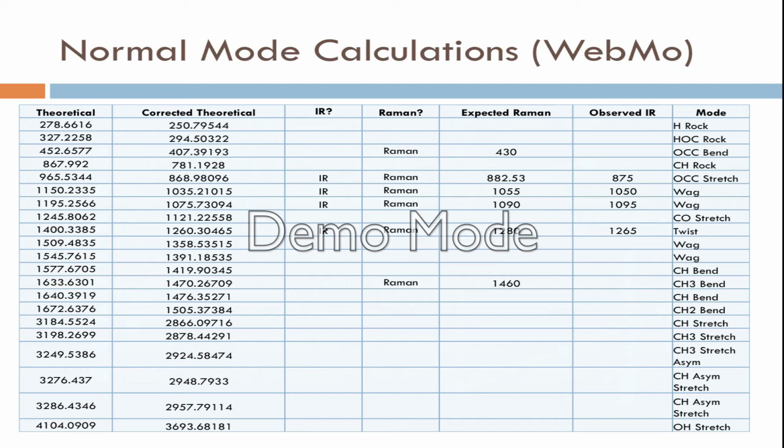The other thing that we wanted to see is, with what we saw, what modes were causing those peaks to happen. So if we had explored the full spectrum of the Raman, we would have had an OCC bend at 430. We would have had an OCC stretch at 882, which is what we actually based our data on. We would have had wags at 1055 and 1090, a twist at 1280, and a methyl bend at 1460. Whereas in the observed IR we have the OCC stretch, the 2 wags, and the twist that are causing those peaks to occur.